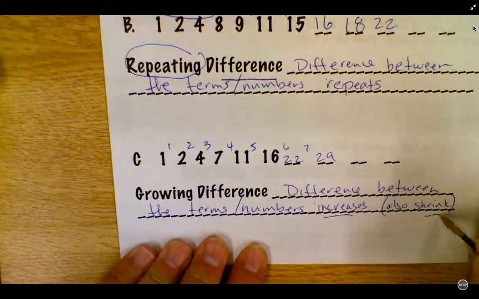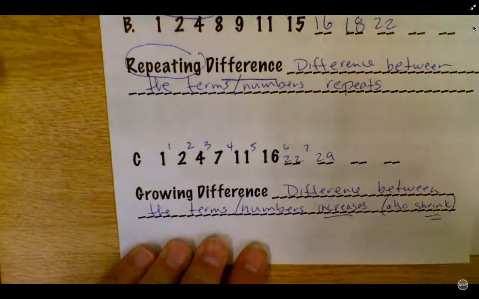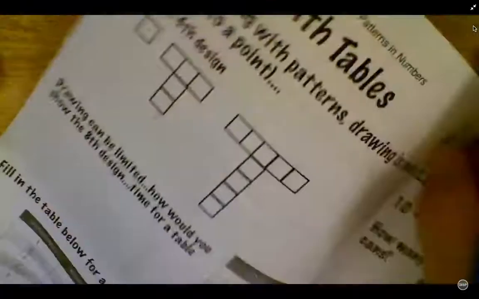But you know what? Sometimes they can also shrink. It could be a shrinking difference, so watch out for that. I wonder if there'd be a question on that on the test where the difference actually shrinks. I wonder. Okay, let's go on to page 2.